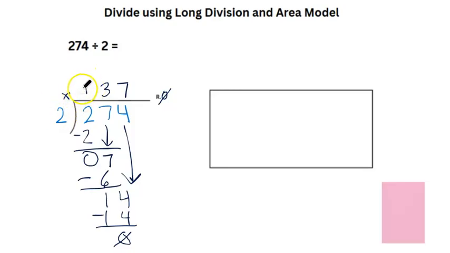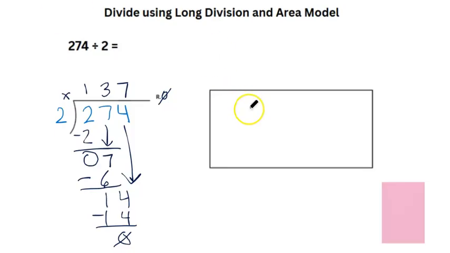So this shows that I could take 137 and put two groups of 137. So 137 plus 137. This here is our quotient. This is our answer. So 274 divided by 2 is 137 with no remainder.